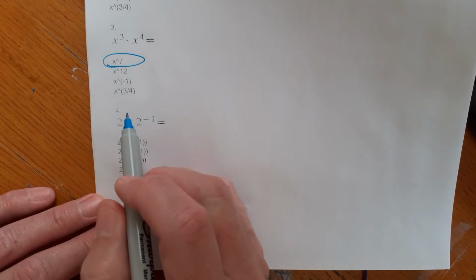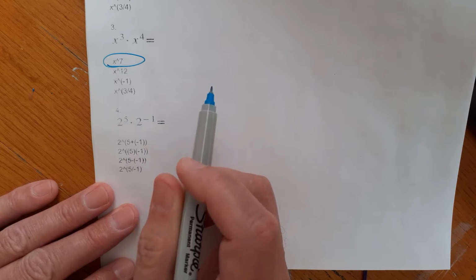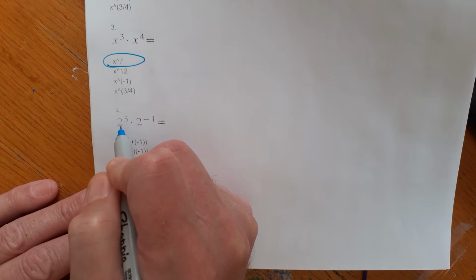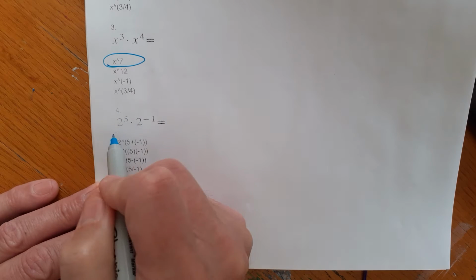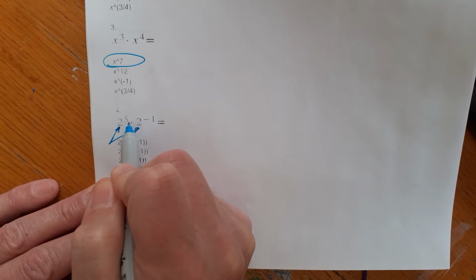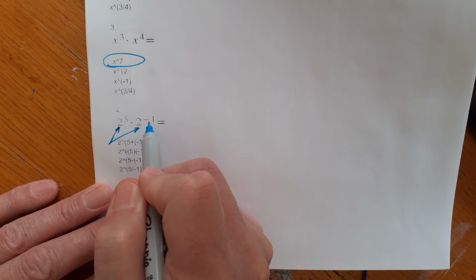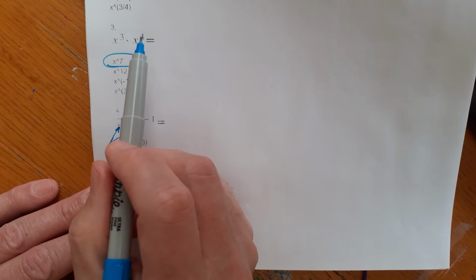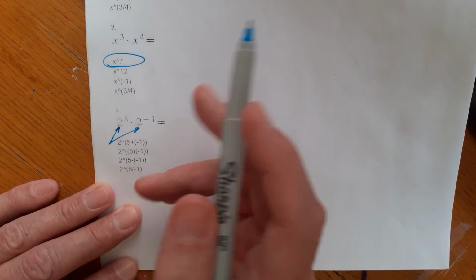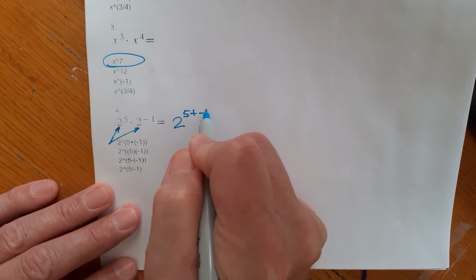Number 4 is 2 to the 5th power times 2 to the minus 1 power, right? So what you got here is 2 to the 5th power. Notice, number 1, that our bases are the same. If our bases weren't the same, we would not be able to multiply them. So this is 2 5 times and 2 to the minus 1, but we're just going to go to the same method and add the powers. We're going to say this is 2 to the 5 plus negative 1.